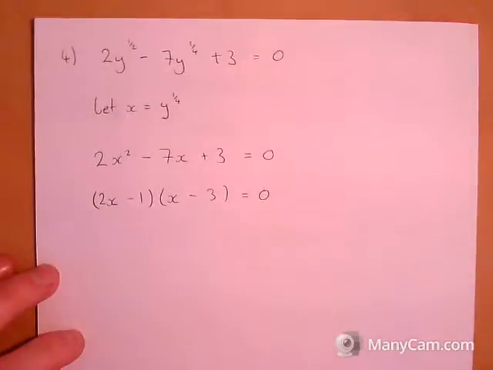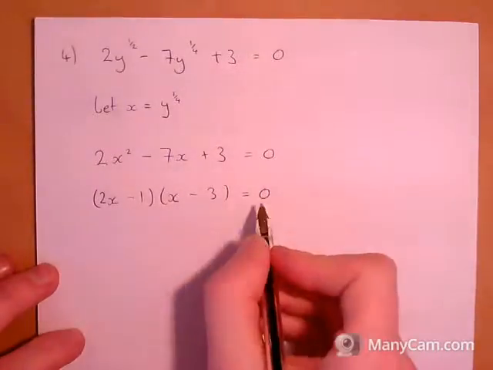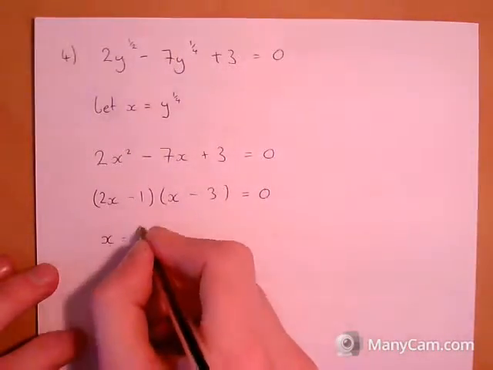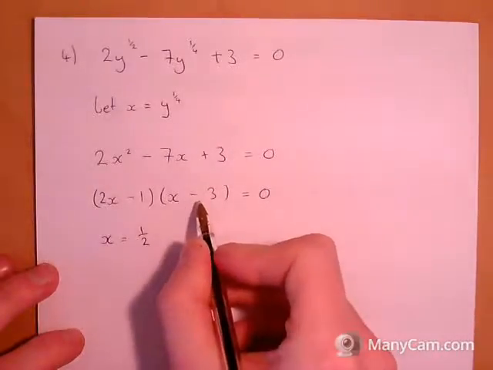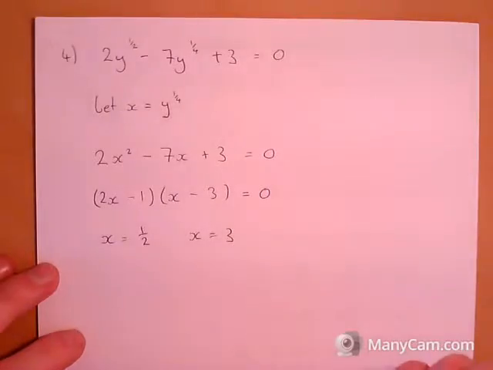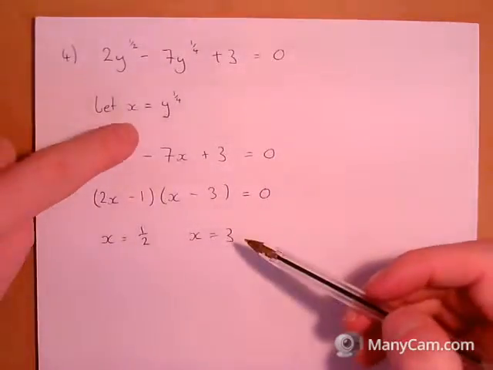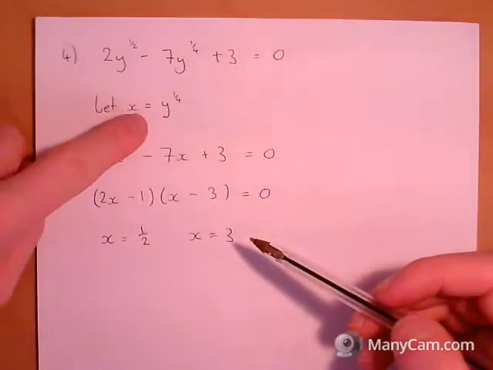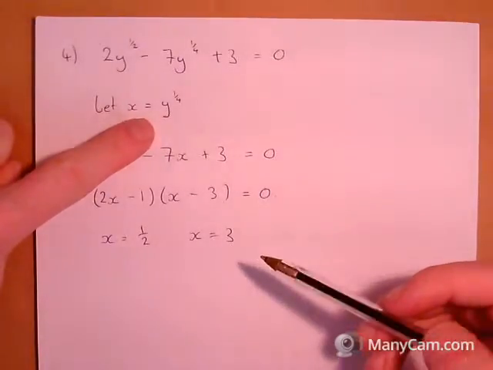Then I can find my two x values. So if 2x minus 1 was equal to 0, I'd end up with x equals a half, and if x minus 3 was equal to 0, x would equal 3. The last step I need to do, I need to find out what y is by using this substitution that I did right at the beginning.